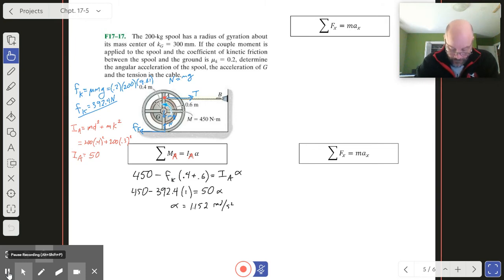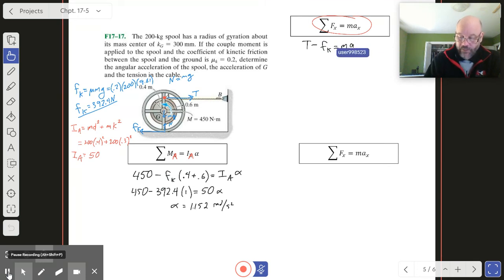Well, we still have to get the translational acceleration. So I'm going to move up to my next equation. I'm going to do this one up here next. If we sum our forces, we've got our tension minus our frictional force, and that's equal to MA. Okay, well, now we got a problem. We don't know A, we don't know the tension. All we know for sure is the friction. So we got to get a handle on what's happening with the acceleration. Let's go back to our drawing here.